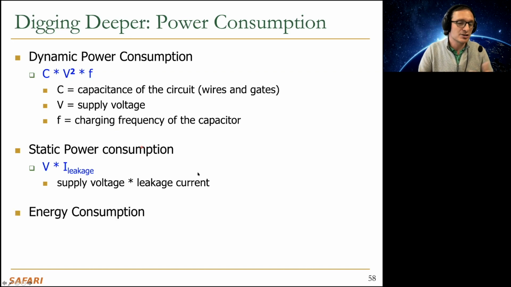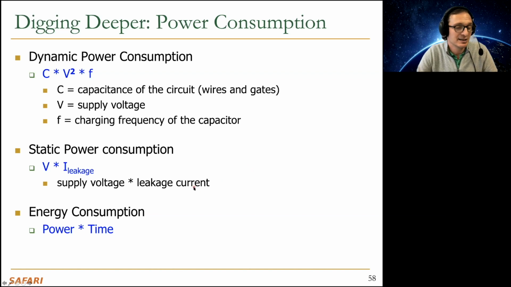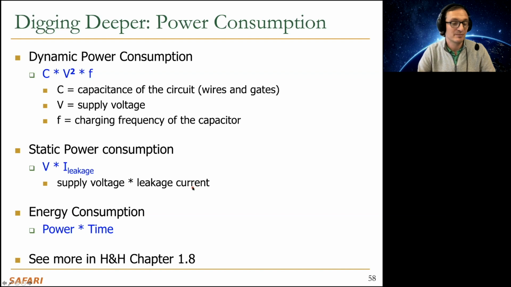Okay, so there's also energy consumption. Energy is different from power. Power is essentially instantaneous energy, whereas energy is power integrated over time, right? So you may have some power consumption, and over time you integrate it, right? And essentially it's the area under the power curve over time. And if you're really interested, of course, you should see Harris and Harris chapter 1.8, which talks about this.